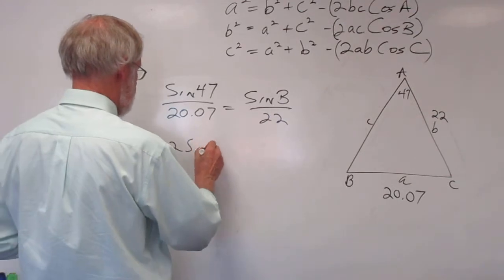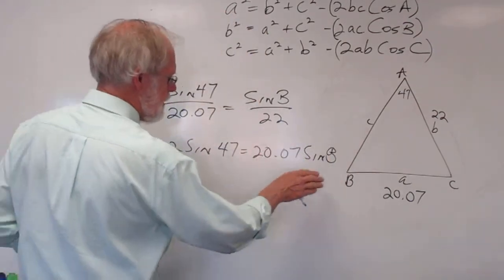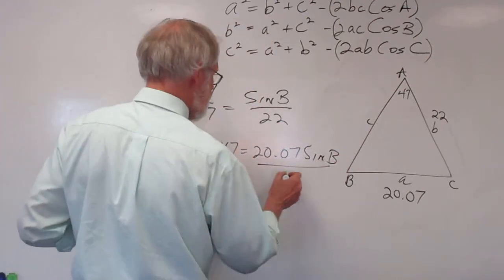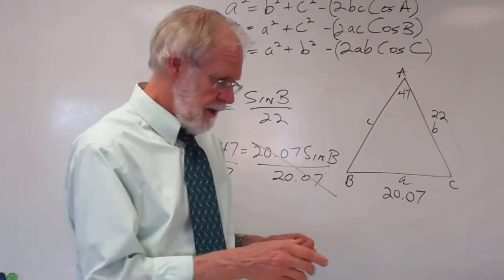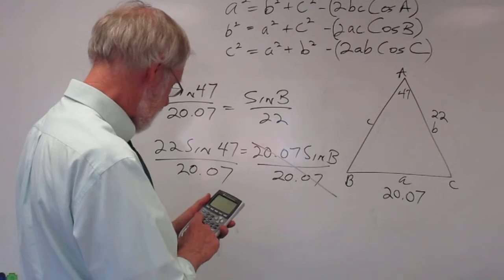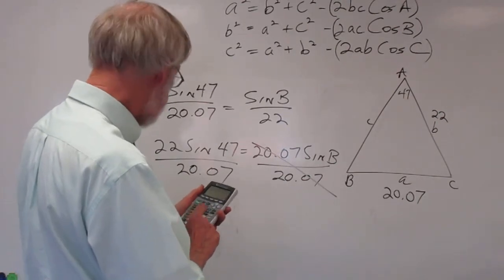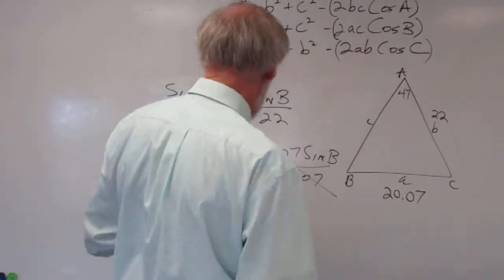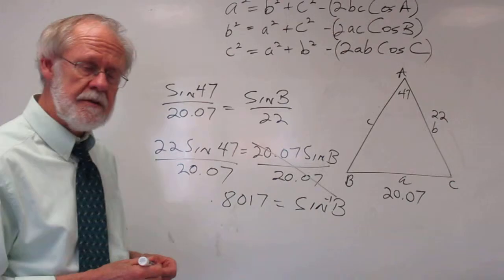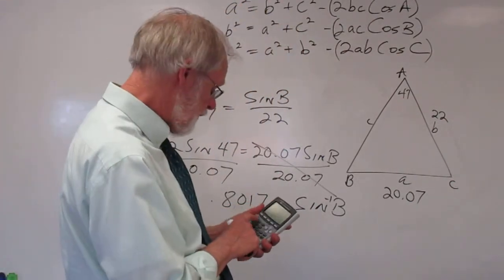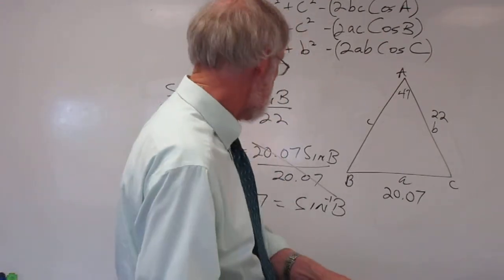Cross multiply: 22 sine 47 equals 20.07 sine B. Divide by 20.07, and that's going to give me sine B. So 22 sine 47, divided by 20.07, equals 0.8017. 0.8017 equals sine B. Remember, we use the second button, the inverse sine. Inverse sine of 0.8017 equals 53.29. That's angle B.